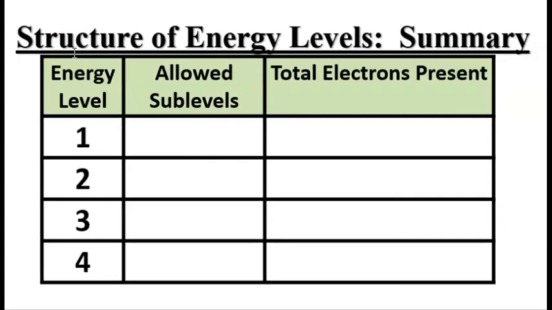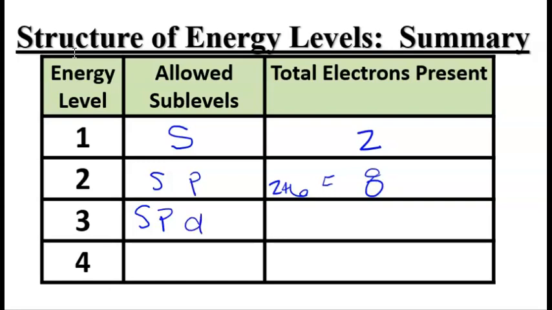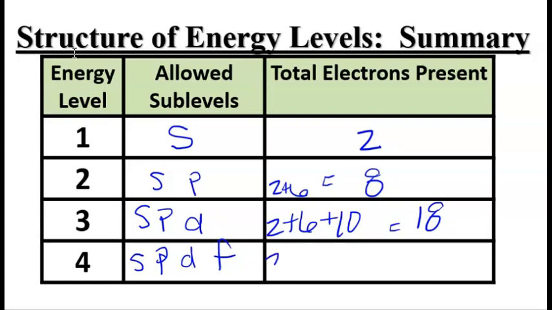If you have 1 energy level, that means that it can only have an s sublevel, meaning it only has 2 electrons present. If you have 2 energy levels, that means you can have both s and p, meaning you have 2 plus 6 equals 8 electrons. If you have 3 sublevels, that means that you can have s, p, and d. So you have 2 plus 6 plus 10 equals 18 total electrons. If you have 4 energy levels, that means you have all 4, s, p, d, and f. So 2 plus 6 plus 10 plus 14 equals 32 total electrons.